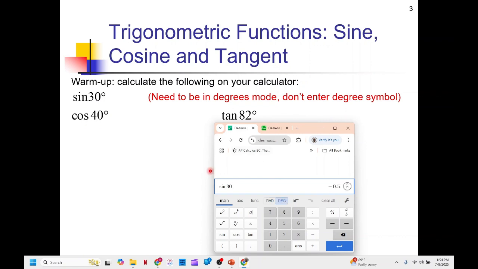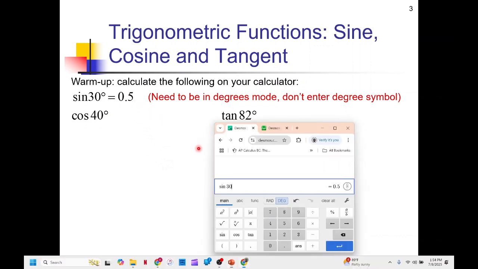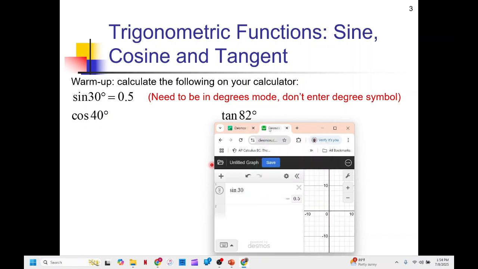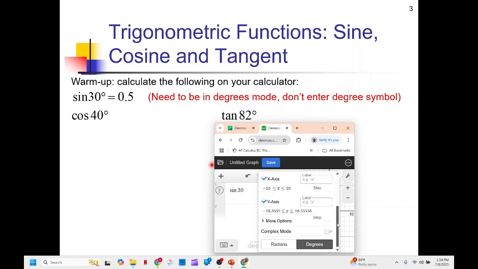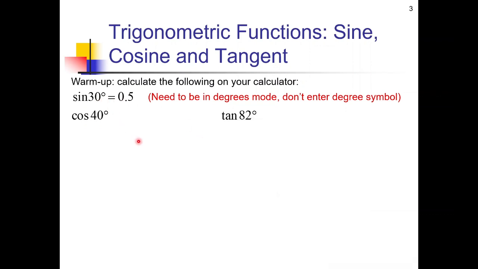So I want degrees for everything I'm doing with triangle trigonometry. So this comes out again to 0.5. Now just real quick, the scientific Desmos calculator defaults to degrees. Interestingly, the graphing version of Desmos defaults to radians. So normally you would see this in radians if you just come in here, but you need it to be in degrees if you're going to come up with the same answer that we are in this lesson.